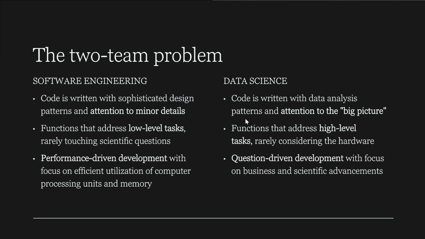If you look at the team at the top, the data science team, the scientists that are trying to do science with programming, they have a different mindset, right? So they usually write code with data analysis in mind, right? They want to do something that has some specific data analysis patterns. They have attention to the big picture. They want to answer the question. They don't care about the minor details or the corner cases of the code, if it's going to break if you feed something that's not valid.